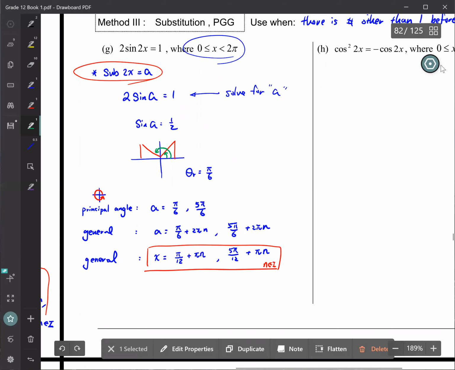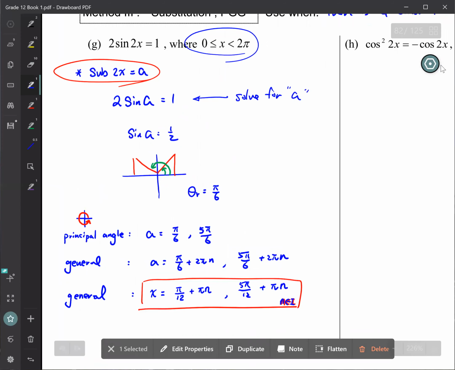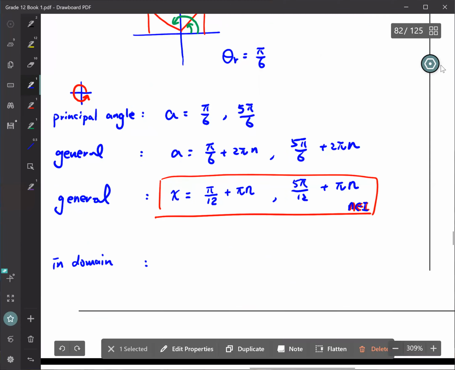All right, so we got our general solution. Now, because the question has a domain, we want all the answers that fit inside 0 to 2 pi. So what we want to write for the final answer is the answers that fit inside the domain. Then what we do is we take our general solution and continue changing n.